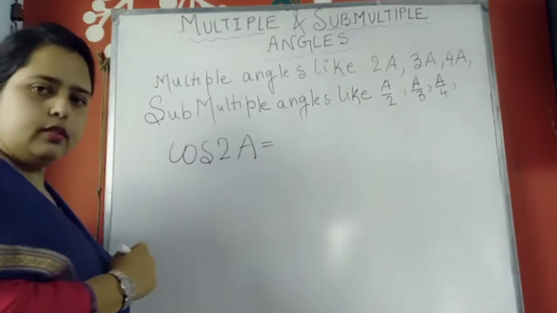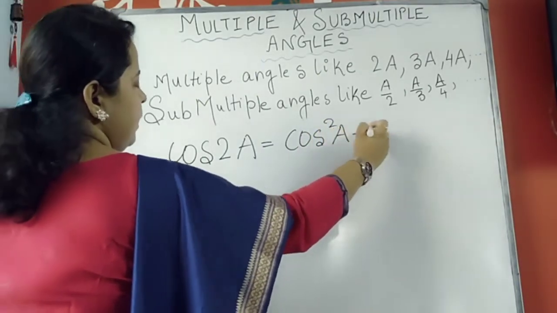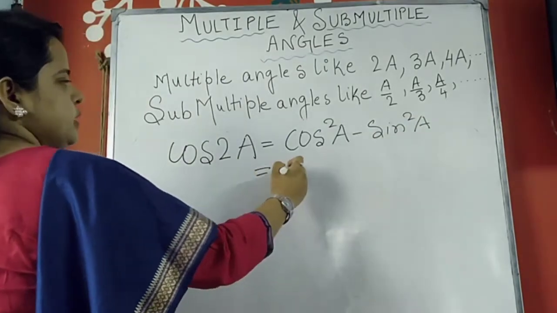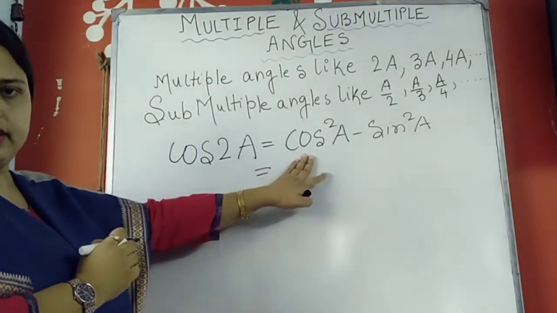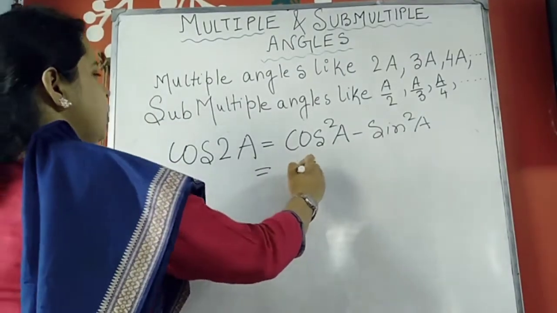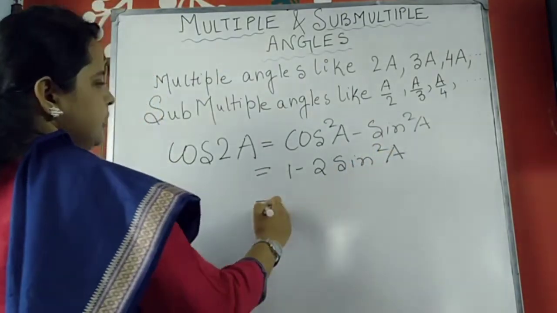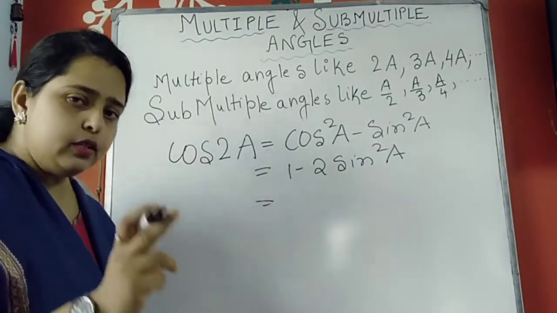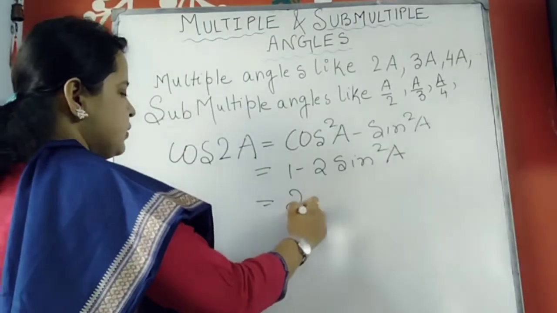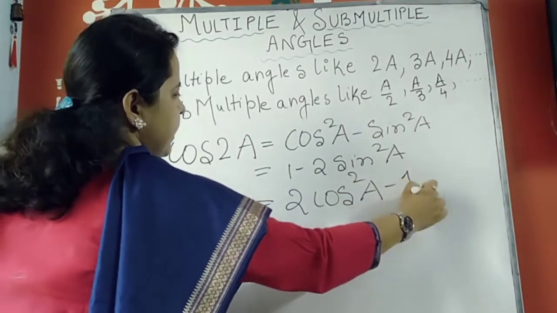See here, cos 2A, which you have just derived, is cos square A minus sin square A. Now can I write this one differently? If I change cos square A to 1 minus sin square A, the formula will be 1 minus 2 sin square A. In the same manner, if sin square A is 1 minus cos square A, then it becomes 2 cos square A minus 1.